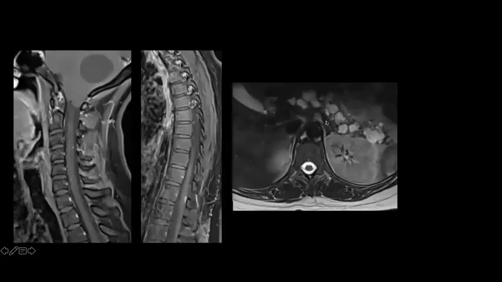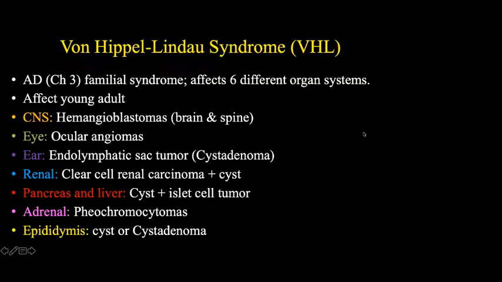And you see the enhancing nodule. On spine MR, there are some of these nodules that are enhancing. I mean, it's still part of hemangioblastoma, but there is no cystic component. And then you see all these cystic changes within the pancreas. So von Hippel-Lindau is autosomal dominant, can affect 6 organs, young adult patients, as we said, and then you have within the brain and spine hemangioblastomas.